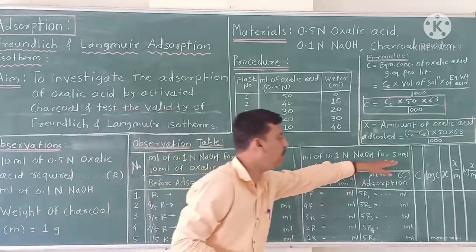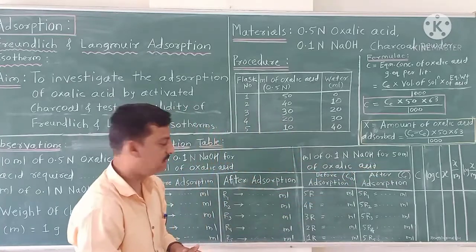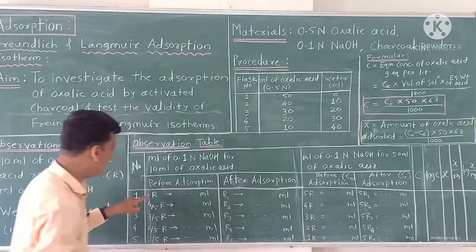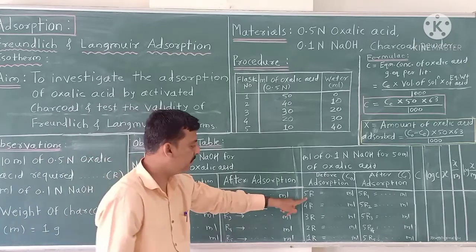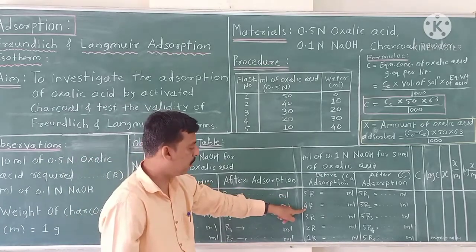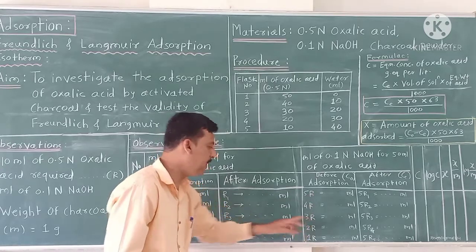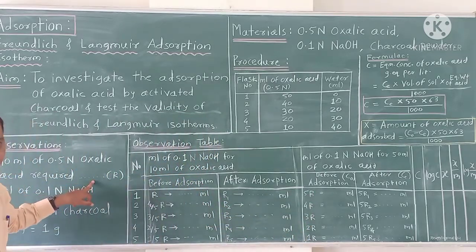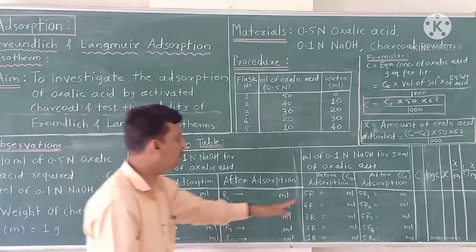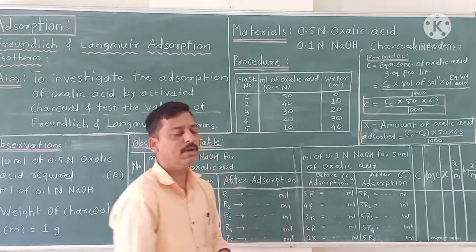If we have 50 ml of oxalic acid, then what is the case? Here we have to multiply by 5. So we have 5R, 4R, 3R, 2R and 1R. We already have the value of R from the blind titration. So we get this table.